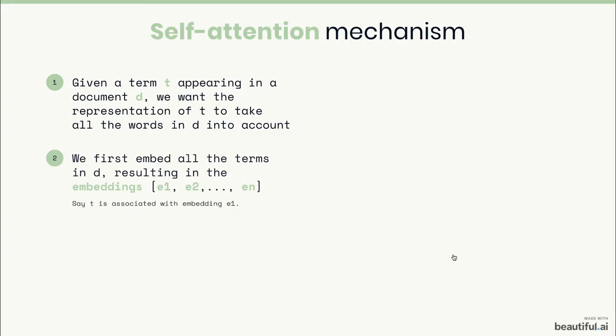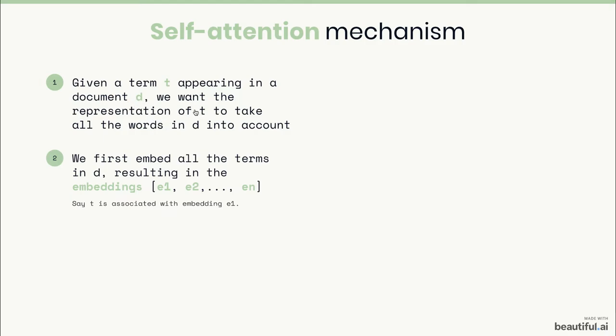So more specifically, this particular kind of attention, because attention is a more general concept, is called self-attention. So what we do is that we start with a term T, and by term here I mean any piece of a document. This could be a word, a part of a word, or individual characters, but for the sake of simplicity we can just think of terms in general as words. Right, so we are given a term T and it's appearing in a document D.